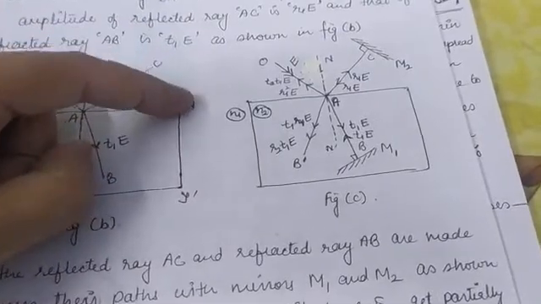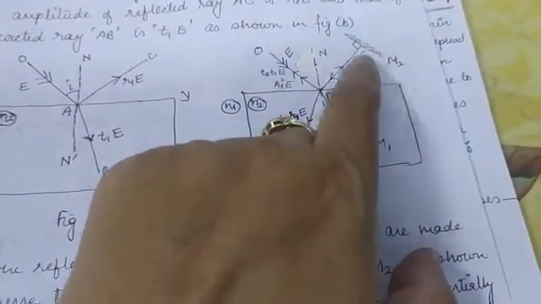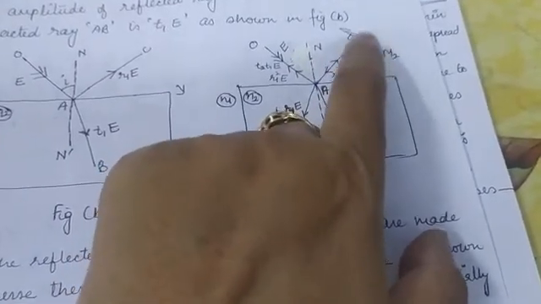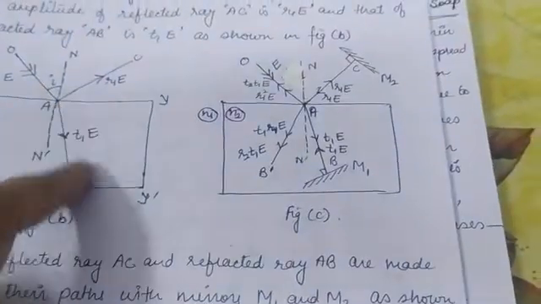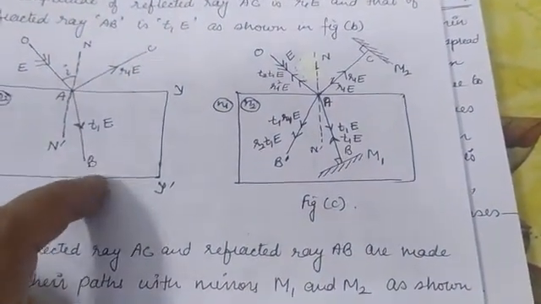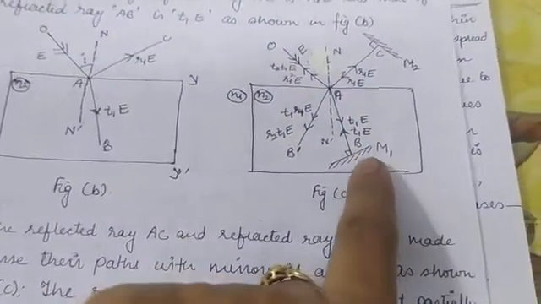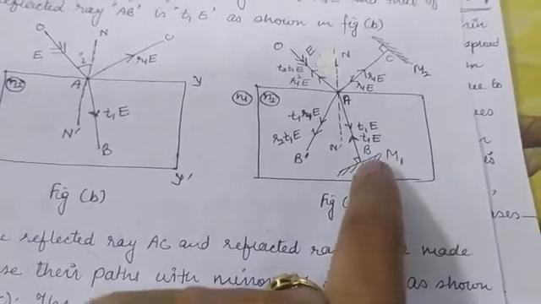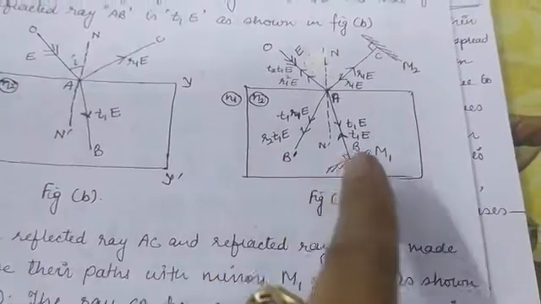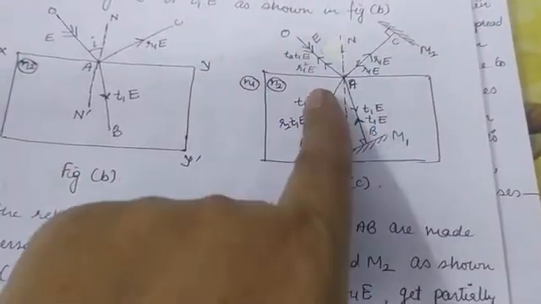From AC, I will retrace its path by keeping the mirror M2 in its path. It is being incident at M2 at 90 degrees. It will create the CA beam. Similarly, the AB ray is made to retrace its path along BA by putting a mirror M1 in its path at 90 degrees. So M1 will make the ray AB reverse back along BA.